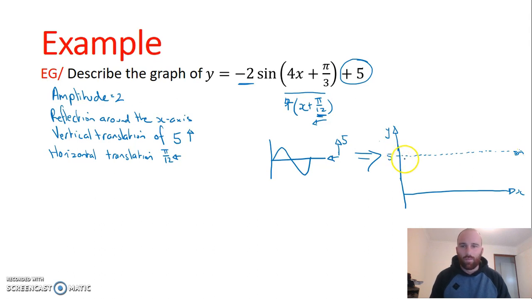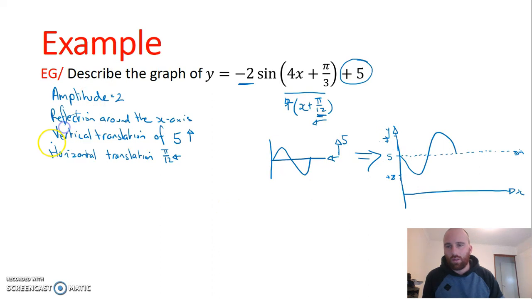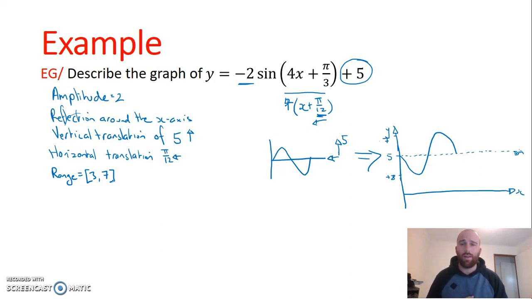With our sine graph, because it's reflected as well, we're going down, so it looks something like this. Your lowest value will be at positive 3, and your maximum value will be 7. So we can list a range: our range is 3 to 7, and notice I've included those values. That's all the transformations that we have.